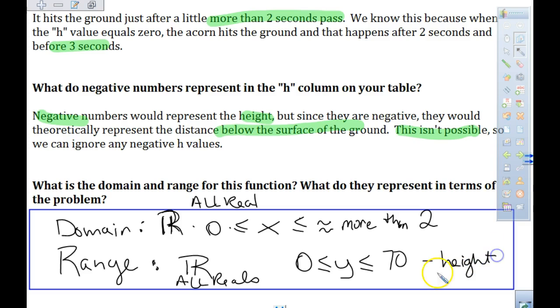Key thing, the range is the height of the acorn. And the domain is the time in seconds. Okay, so making sure you're understanding what those two mean. Okay?